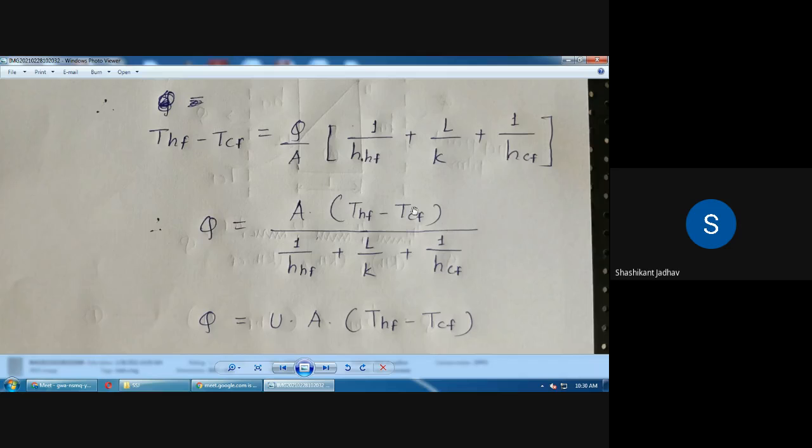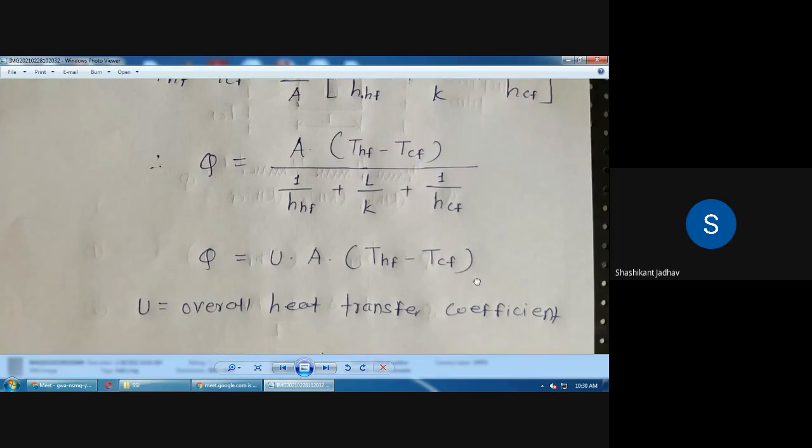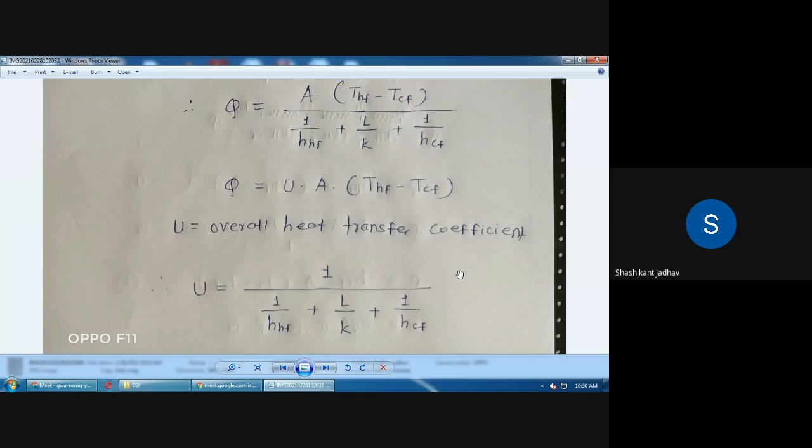समजते बघा. तर हे जे इक्वेशन आहे ह्या इक्वेशन आपल्याला मिळालेलं आहे. And what is the definition of overall heat transfer coefficient? From that we have written this equation. Now we have to compare these two equations, and from these two equations we get the value of overall heat transfer coefficient. And what is the value of overall heat transfer coefficient? समजलंय बघा, हे दोन्ही इक्वेशन कम्पेअर केल्यानंतर तुम्हाला काय मिळणार आहे, कॅपिटल यू इज इक्वल टू 1 divided by 1 upon HHF plus L by K plus 1 upon HCF. So this is the equation for the overall heat transfer coefficient.